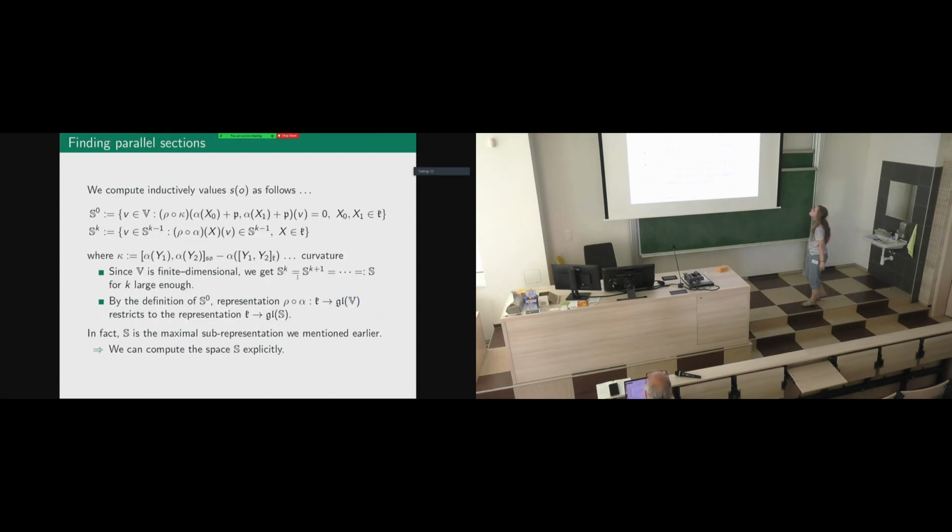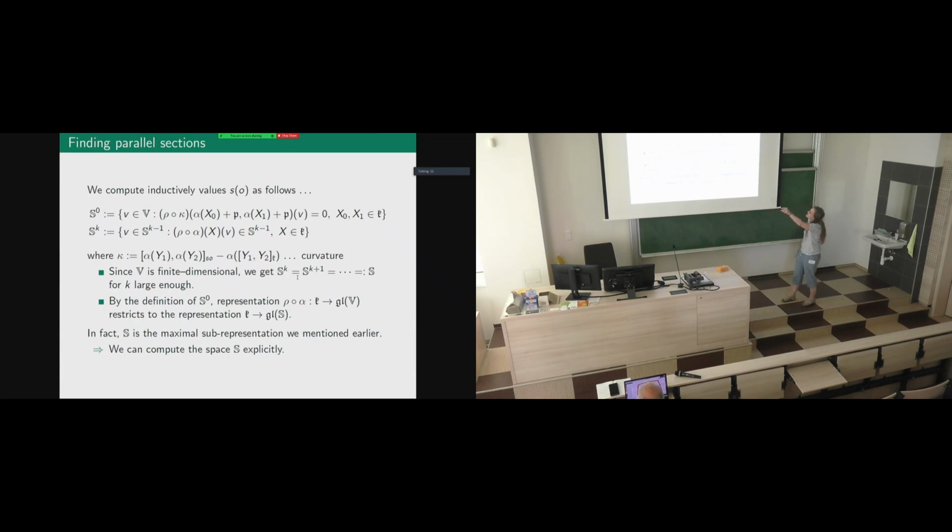So how to find this S0? We can find it inductively by the following procedure. In the first step, we introduce a set S0, which is the set of all v such that rho of kappa acts trivially for all x0, x1 from K.